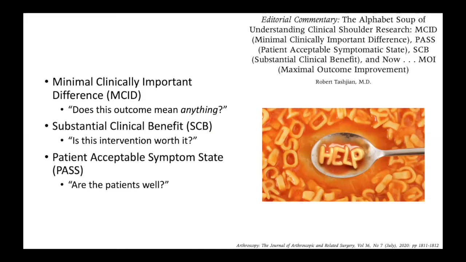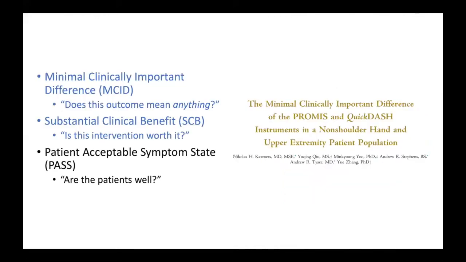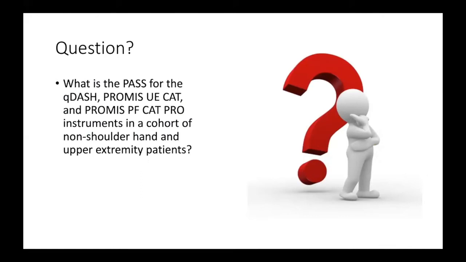Finally, the patient acceptable symptom state, or PASS, represents a score threshold beyond which a patient considers their symptoms or function acceptable. Where the MCID and SCB provide metrics for change between groups, the PASS provides a target score beyond which a patient may be considered well. Our group has previously published on the MCID for these instruments and has a publication under review for the SCB, but the patient acceptable symptom state has not been established for the QuickDASH or PROMIS UE-CAT in a non-shoulder, hand and upper extremity population, leaving a void in our understanding of how to interpret these instruments. So the purpose of our study was to establish the patient acceptable symptom state for the QuickDASH and PROMIS UE-CAT in a non-shoulder, hand, and upper extremity population.